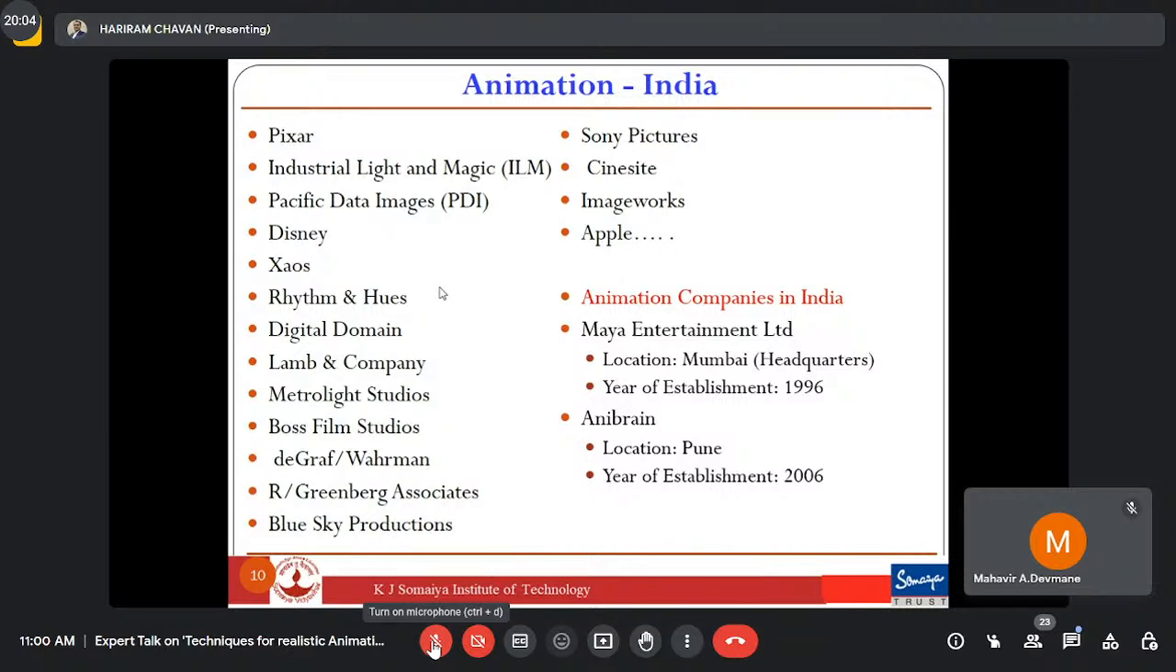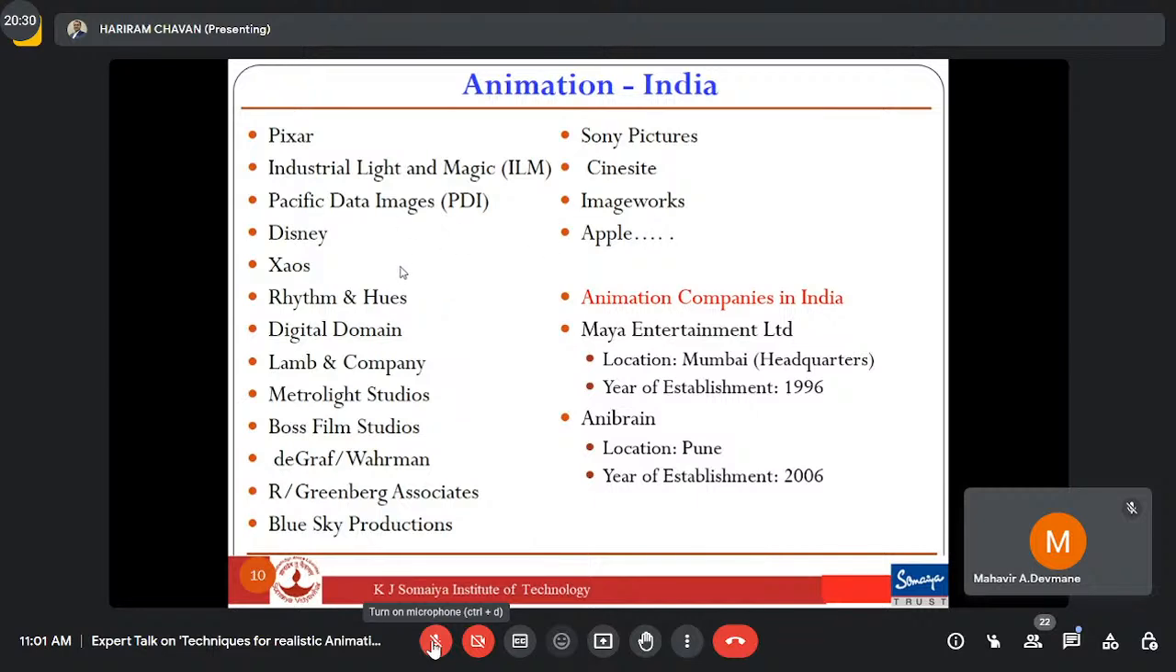The first one is Maya Entertainment Limited, which is located in Mumbai. Especially the headquarters is in Mumbai, established in the year 1996. And even though I say these companies are available in India, they might have been started by foreigners itself. You can check the revenue for these two companies, Maya Entertainment Limited and Anibrain, I think the one which is located in Pune.